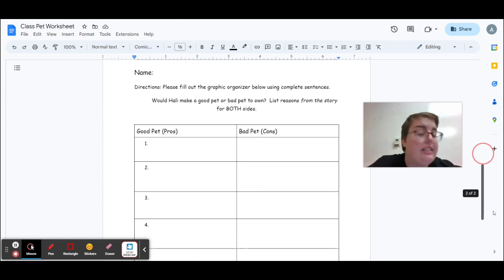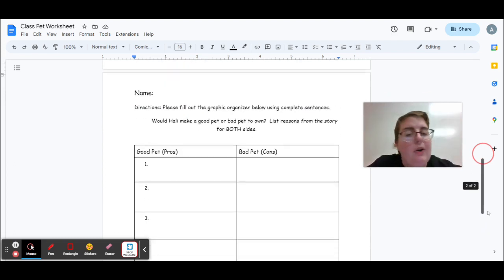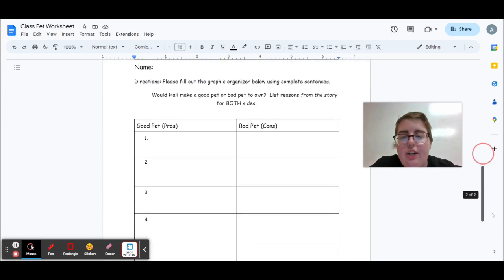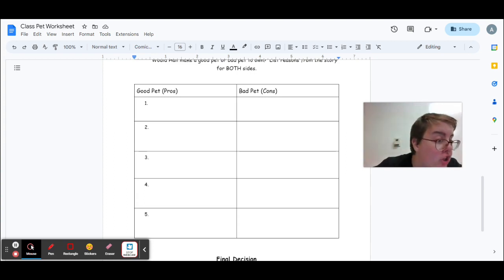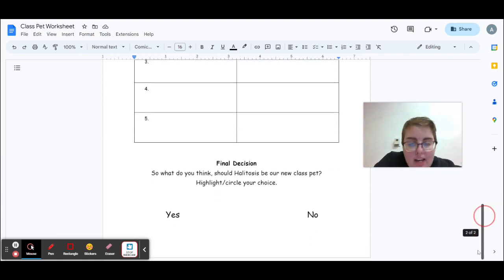And then the second page is pros and cons. So I'm having them do pros, which are, would halitosis be a good pet? What textual evidence or evidence from the pictures, that's one of our learning standards, which you'll find out in a second, aligns with him being a good pet. And then bad pet would be like, do we not want him as a classroom pet? And why don't we want him as a classroom pet?